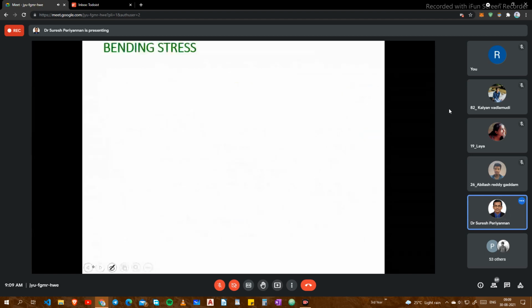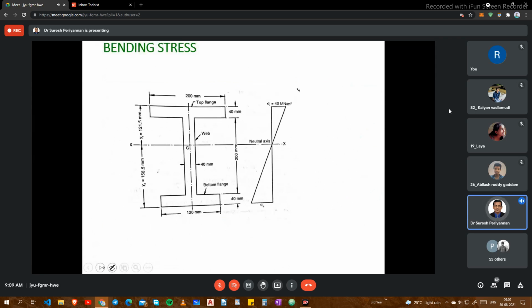Now come to bending stress, and this is the section showing how the bending stress is acting. You might have studied this. What is this axis? In this axis, the bending stress is 0. Why is the bending stress 0? I would like to ask one or two questions.